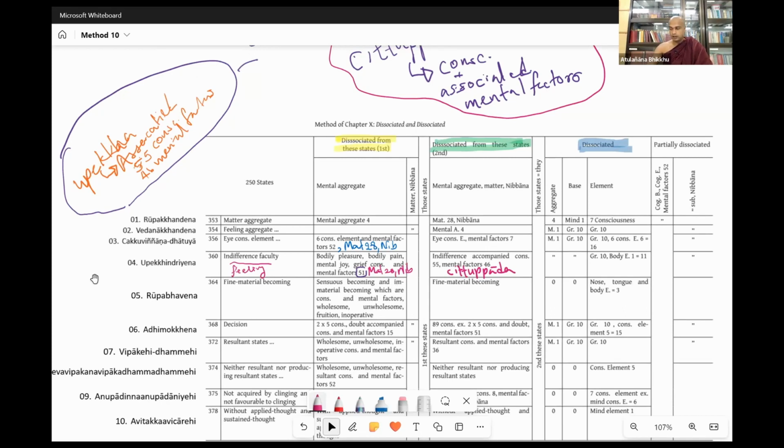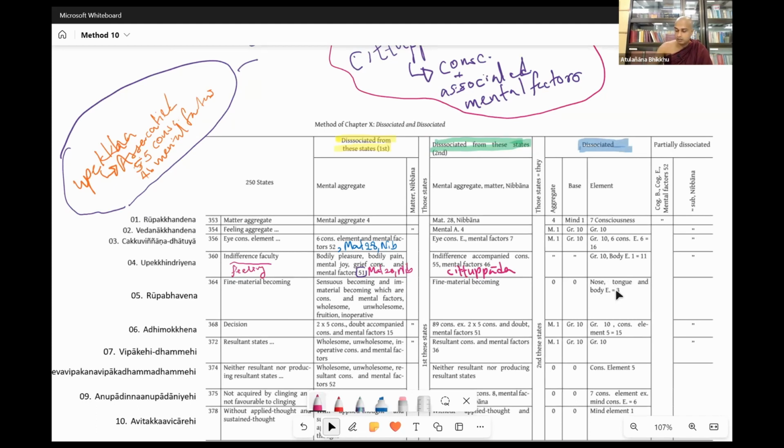Right. And then we have the disassociation. The second disassociation, it's the state of inquiry itself, which is the fine material becoming. Moving into the third part, it is only disassociated with 3 types of element: nose, tongue, and body consciousness element. Right. So the ghana viññāna dhātu, jivha viññāna dhātu, and kaya viññāna dhātu, they are not present in the fine material becoming.